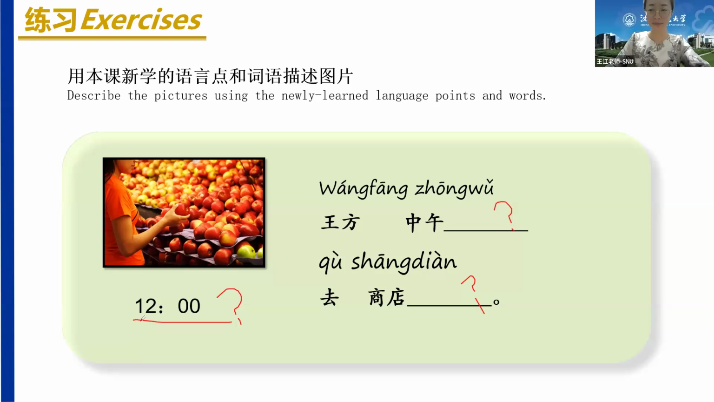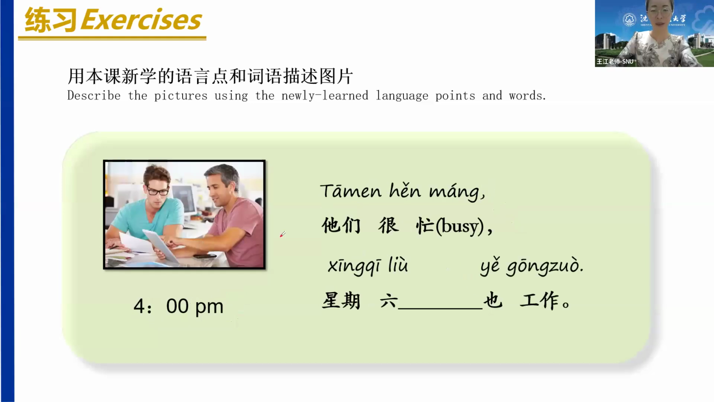12 o'clock, how to say it? 12 o'clock. 十二点。王芳中午12点去商店。Do what? We can say 买东西, to buy something. 买东西，买水果, fruits. Okay, 买东西, to buy something. Okay, look at this picture and fill in the brackets.